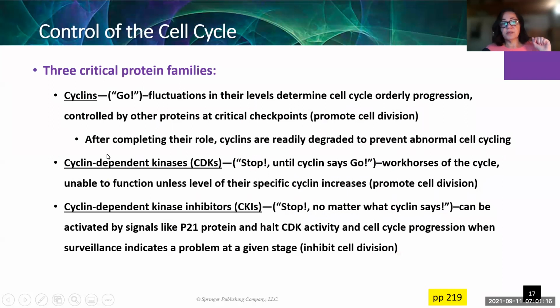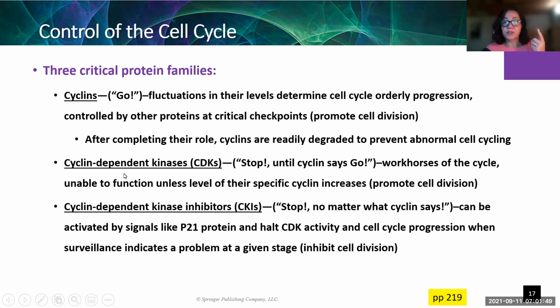All right, so they're controlling the cell cycle. I had introduced certain terminology to you, the oncogenes and the proto-oncogenes and the tumor suppressor genes, but here are some more terms that you're going to need to know. There's a family of proteins called cyclins. You can think of those as the go signal. When the amount of this protein increases, that triggers the cell to start moving through the cell cycle.